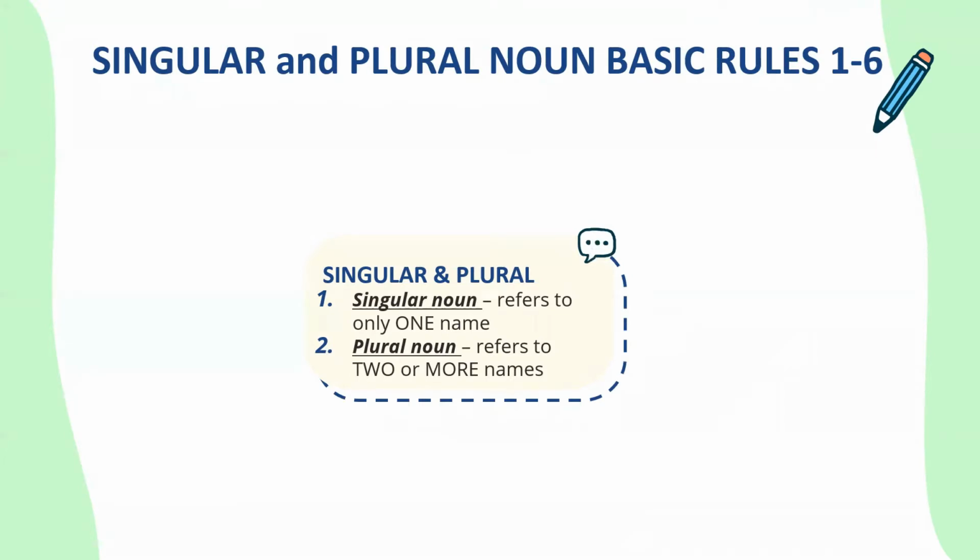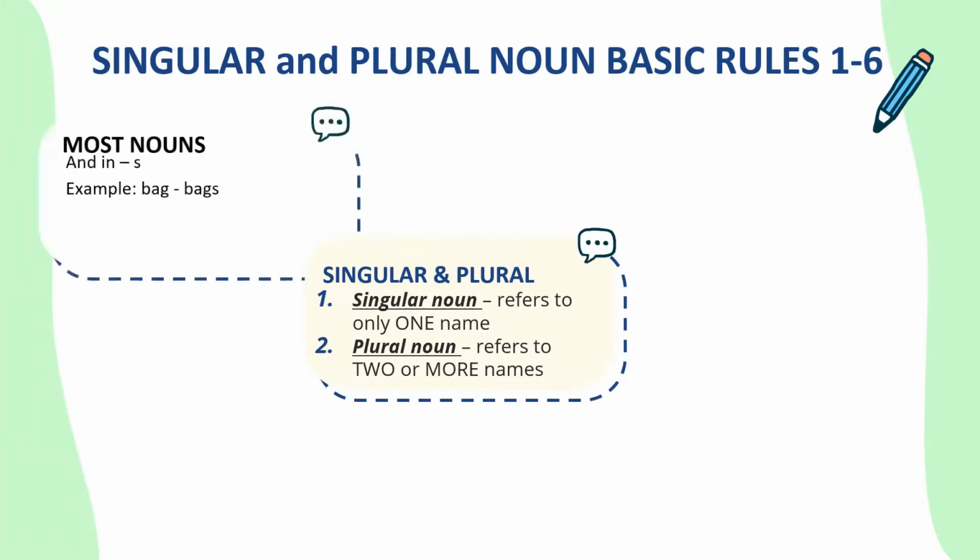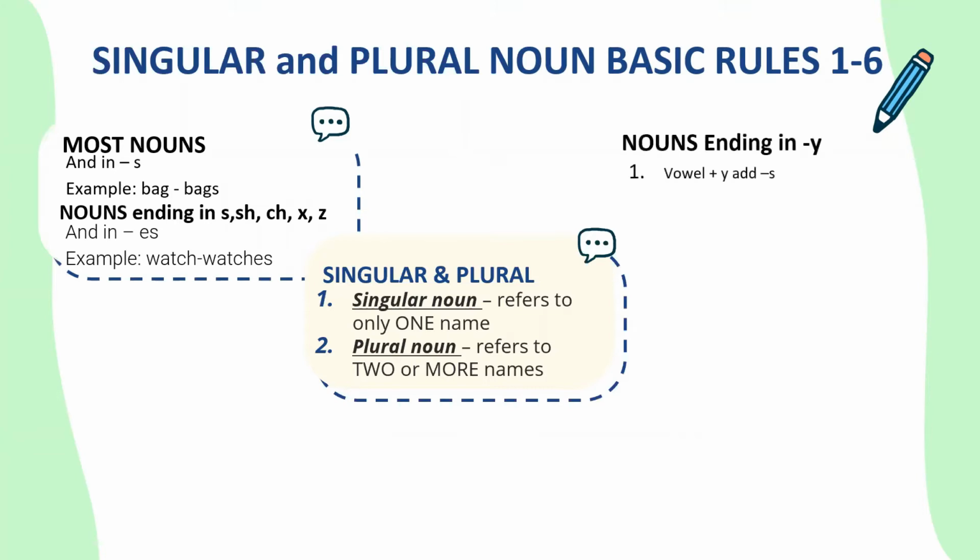Last time, we discussed the singular and plural noun basic rules 1 to 6. We have learned that most nouns end with S. So for example, bag to bags. We have also learned that most nouns ending in S, SH, CH, X, and Z, we should add ES at the end. So we have watch to watches. Some nouns ending in Y, preceded by a vowel, should add S.